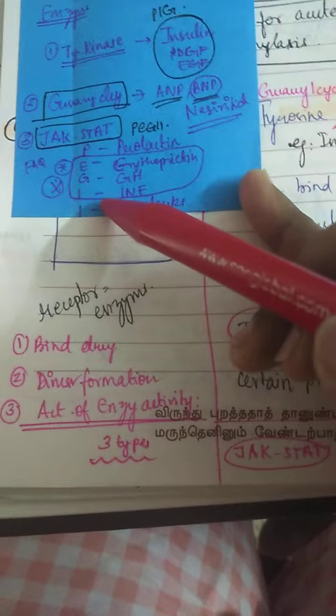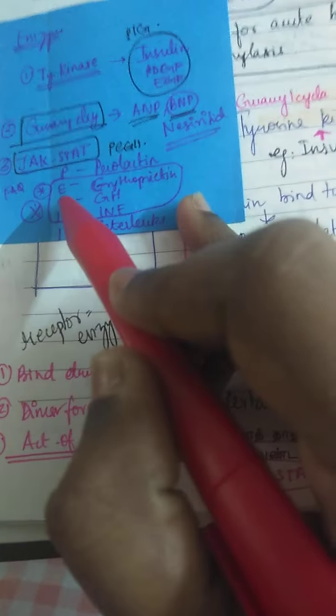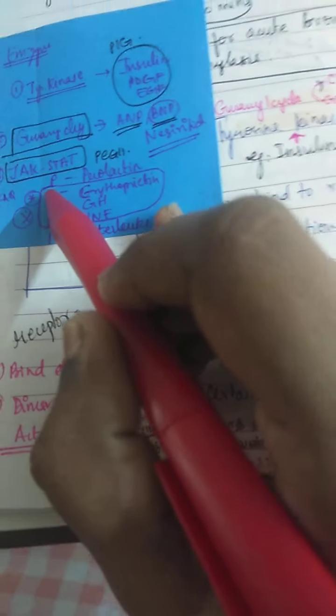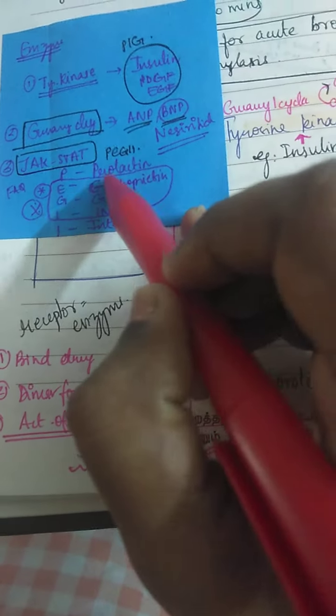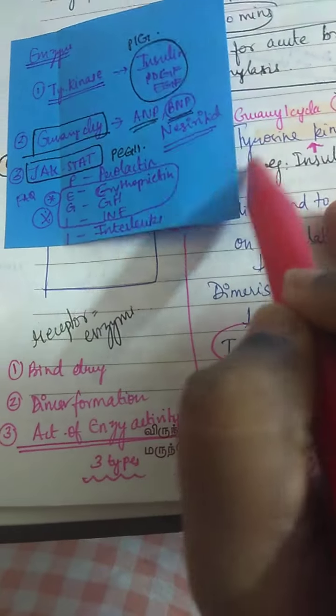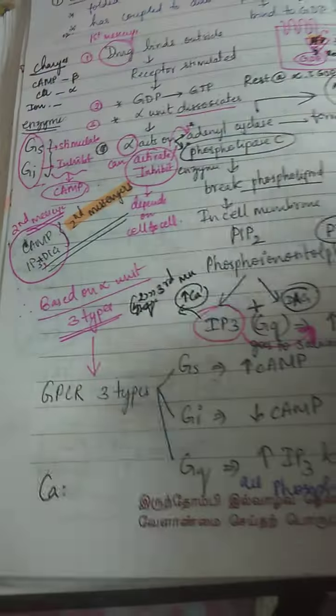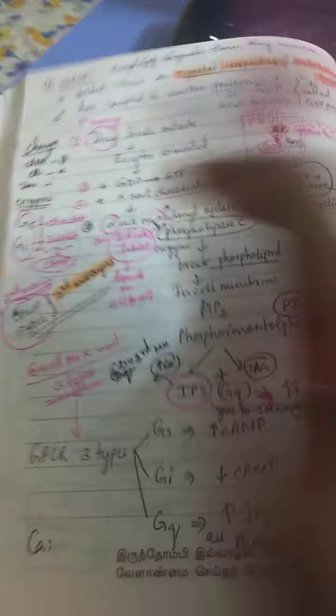So this is the insulin tyrosine kinase pathway. The JAK-STAT pathway is more or less the same, for prolactin, erythropoietin, growth hormone, interferon and interleukin. So all these things are enzymes that act as receptors. Okay, now the last classification.